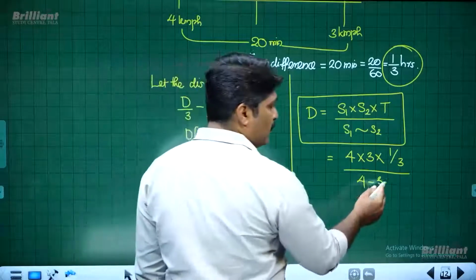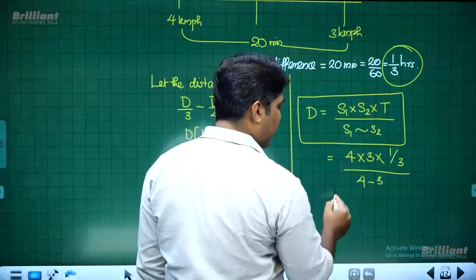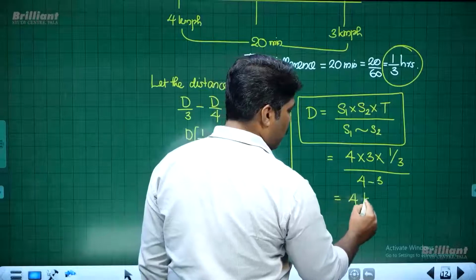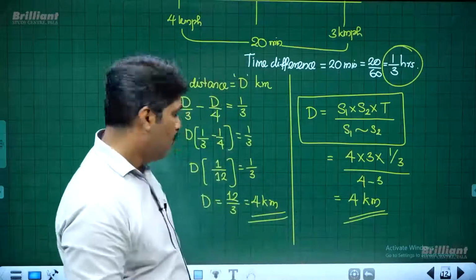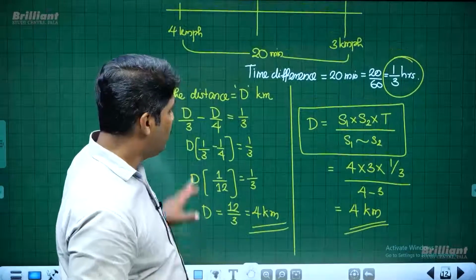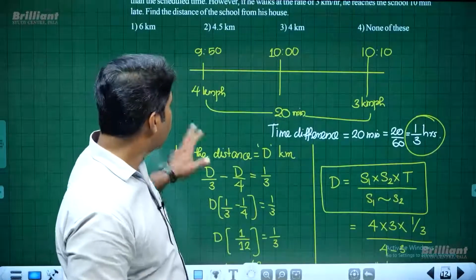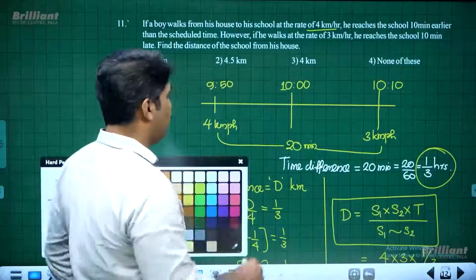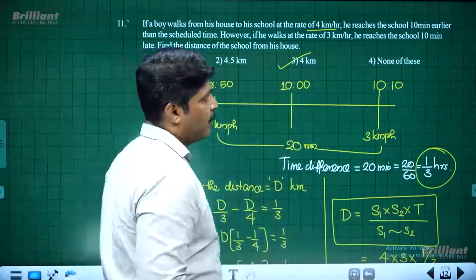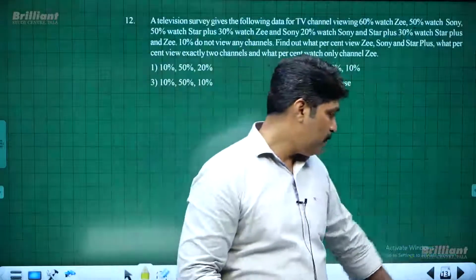So here this is equal to 1, and the 3 cancels. So this is 4 km. It's a very important result. So here we have the answer, 4 km. Clear? So this is 4 km. Then move to the next question.